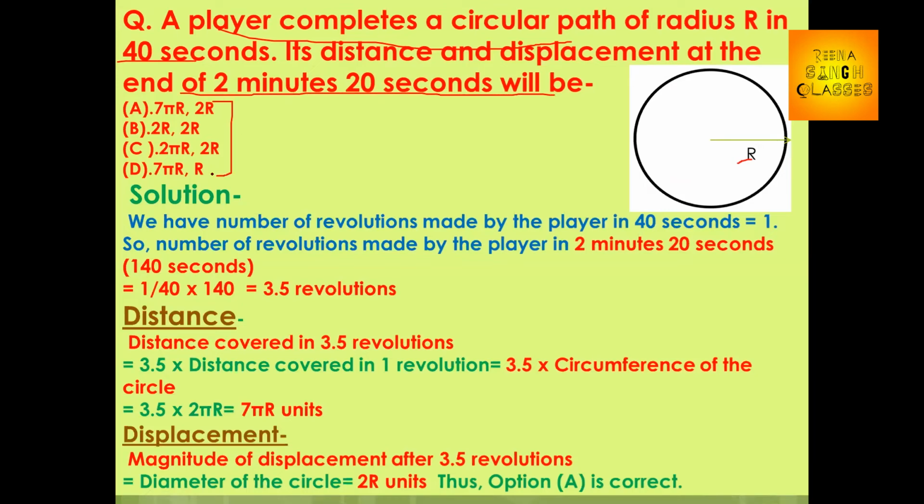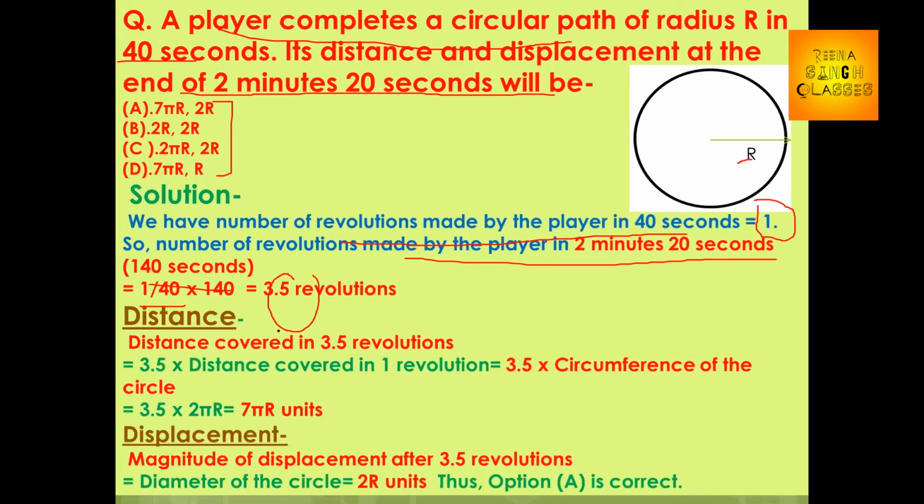Choose the right answer from these options. We have the number of revolutions made by the player in 40 seconds. In 40 seconds, a player completes one circular path. So the number of revolutions made by the player in 2 minutes 20 seconds: 2 into 60, since 1 minute is equal to 60 seconds, plus 20, so we get 140 seconds. So 1 by 40 into 140, we get 3.5 revolutions.